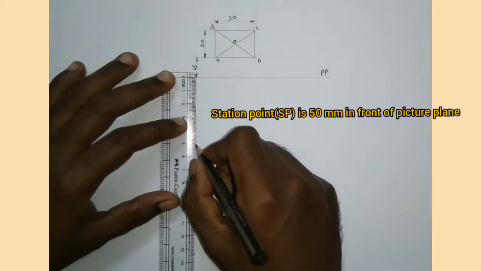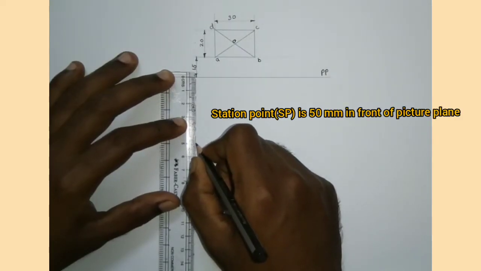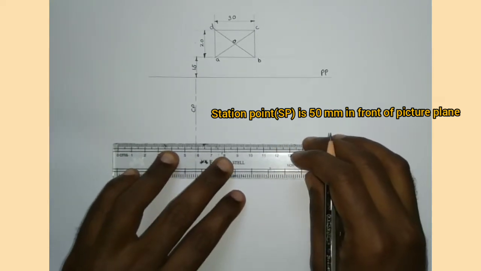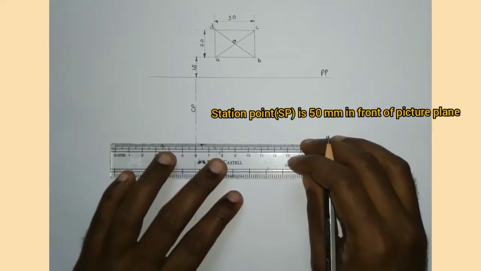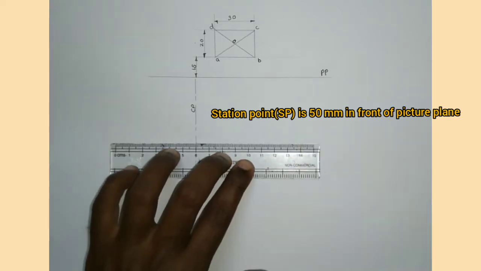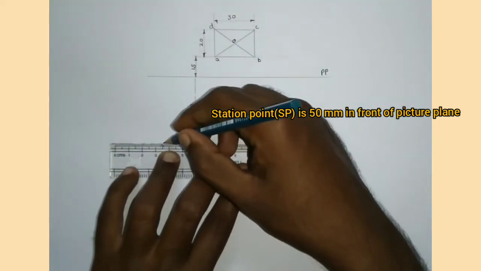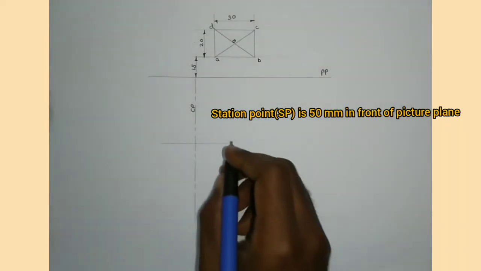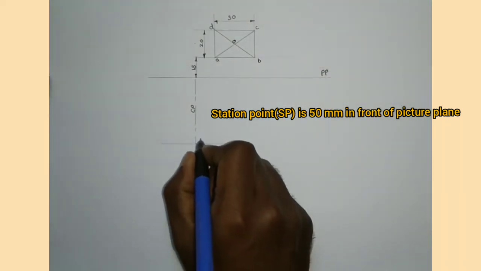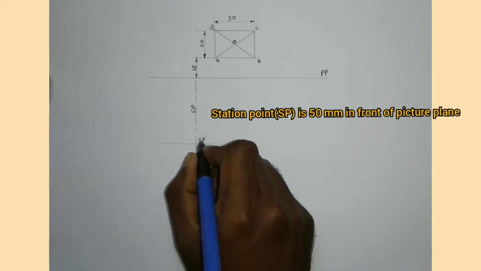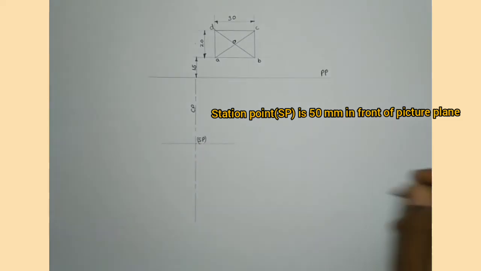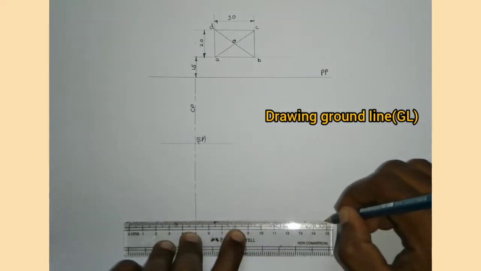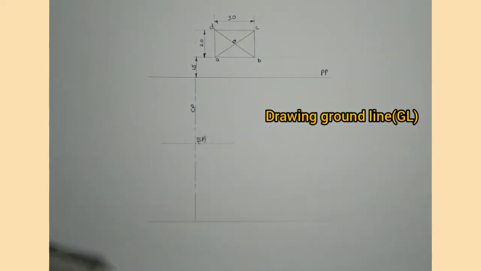The question says that the station point is 50 mm in front of the picture plane. So I am drawing a line parallel to the picture plane and 50 mm in front of it. The point of intersection is marked as SP, which is the station point in the top view. Now I am drawing the ground line and marking it as GL.